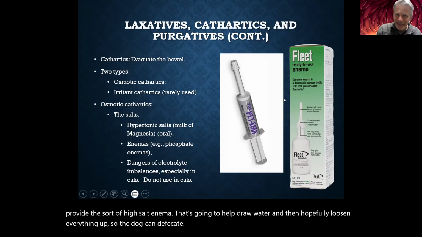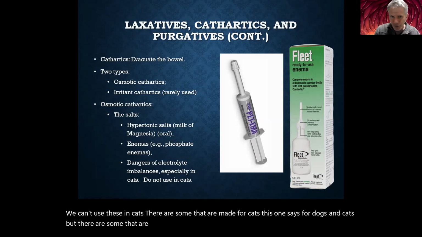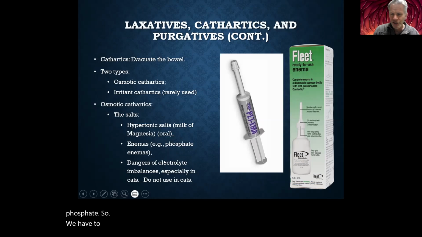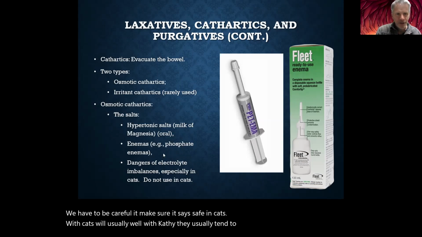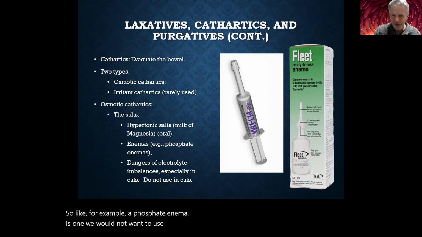We can't use these in cats. There are some that are made for cats. This one says for dogs and cats. But there are some that are only made for humans or dogs because they have too much phosphate. So we have to be careful. Make sure it says safe in cats. With cats they usually tend to contain other things to make them poop. For example, a phosphate enema is one we would not want to use in a cat.